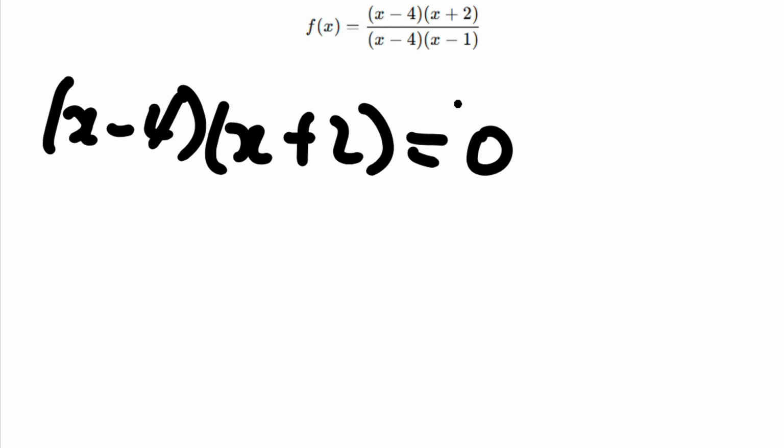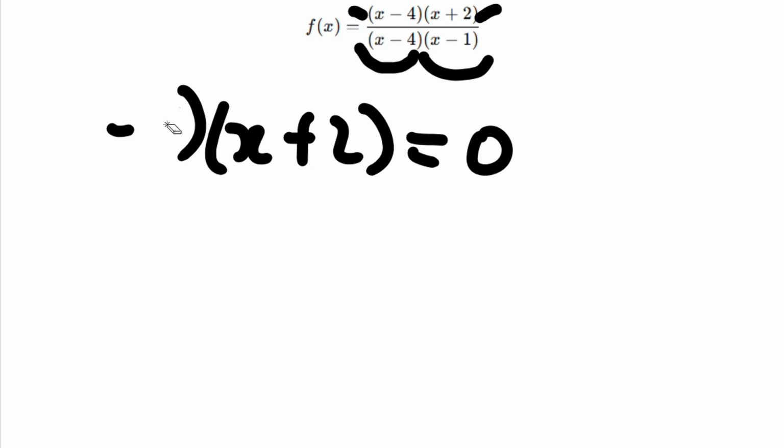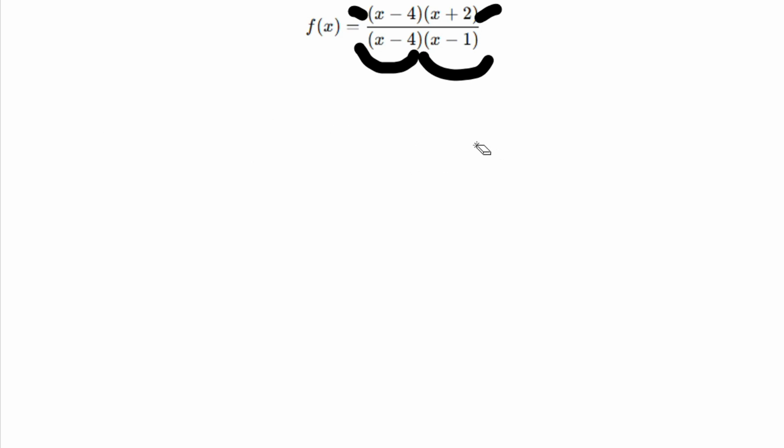Common factors. If you can see the denominator very well, it has x minus 4 as a factor, multiplying one other factor here, and the numerator too has x minus 4 multiplying another factor, x plus 2. So they have x minus 4 in the numerator as a factor and x minus 4 in the denominator as a factor. That's what you have to check. If those factors are common, then you can cancel them out. So cancellation happens before you proceed with finding the zeros. Before you equate the numerator to 0, you have to make sure you check if any cancellation can be done.